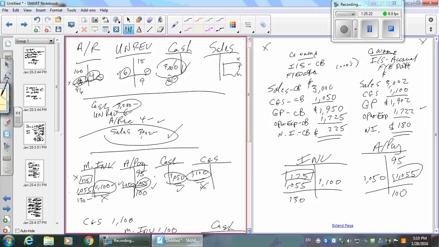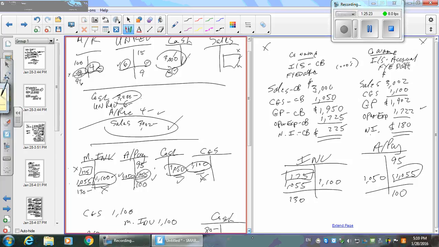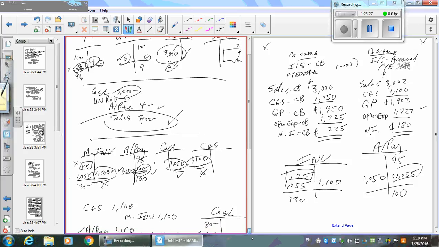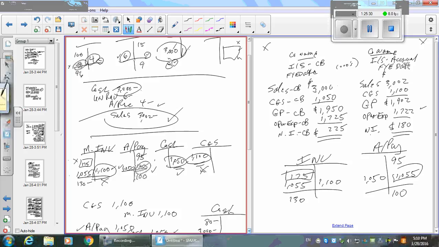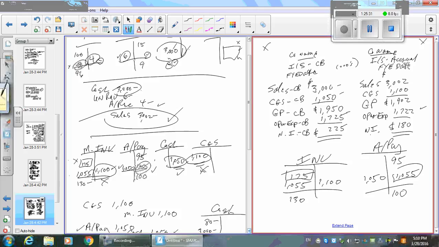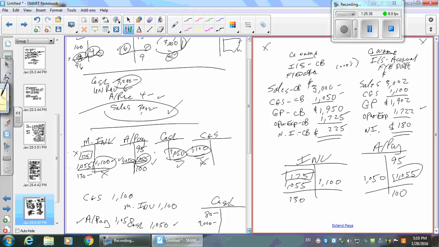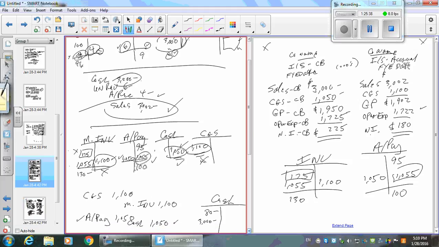Inventory, how much cash went out? Yeah, 1050, was it? Could you just look up? Oh, I can just look right over here. But they're right out of the journal entries, right? I guess that's the point I was going to make. It's right out of the journal entries. That's where we got them in the first place.